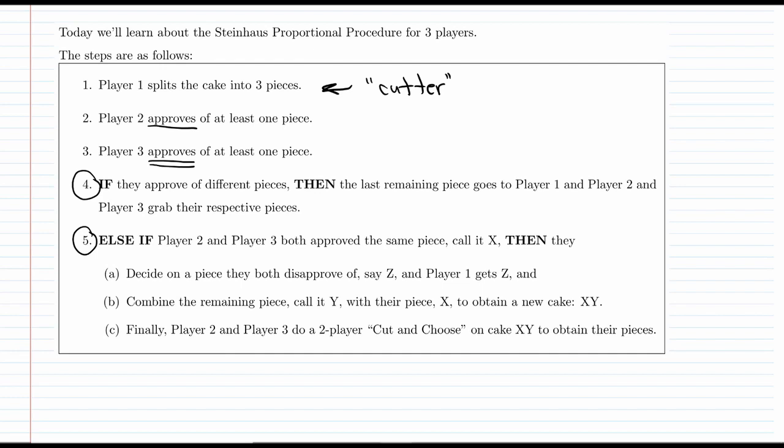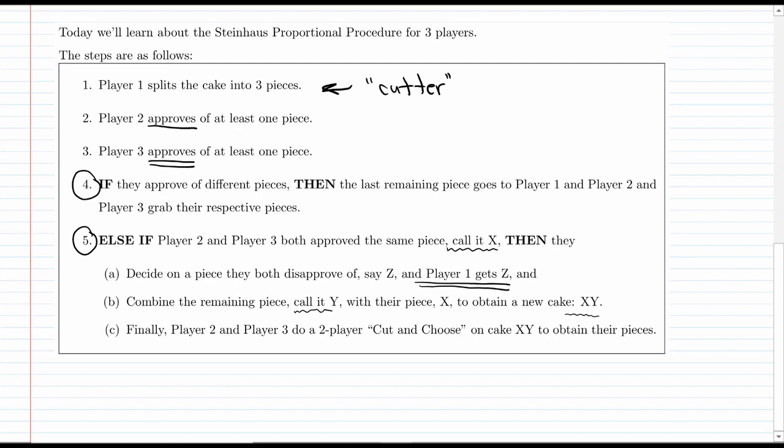What if player 2 and player 3 only like the same piece, right? Then what do we do with that piece? What's going to happen is that player 1 is going to get one of the pieces that they don't like. Okay, so in here we're calling the piece that they like X. They both like only X. Player 1 likes Z, so player 1 will take a different piece and call it Z. Then the last remaining piece, I guess we're calling it Y here, is going to be combined with the piece that they like. That is the piece that both player 2 and player 3 approved. And so we're going to create this new cake called XY.